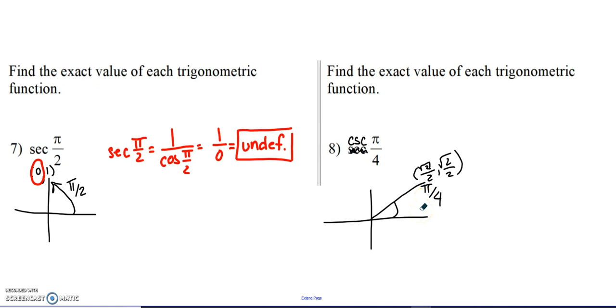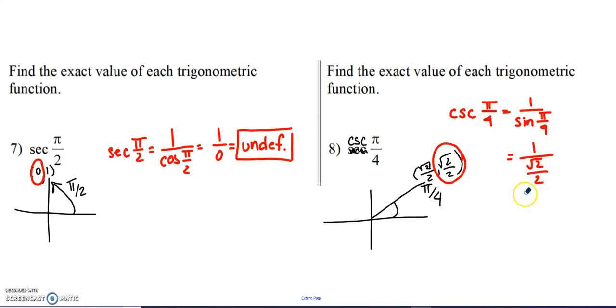And then now let's figure out, well, what's cosecant? Well, the cosecant of pi over 4 is just like 1 over the sine of pi over 4, which would be 1 over, and then what's the sine? Well, sine's y, so 1 over square root of 2 over 2, and that's our 1 over 1, the numerator, and then we're multiplying it by this reciprocal.